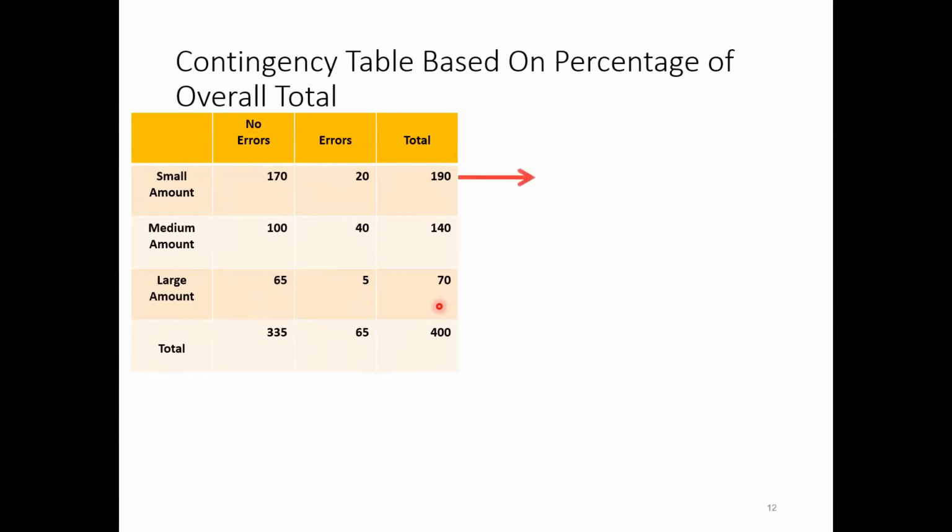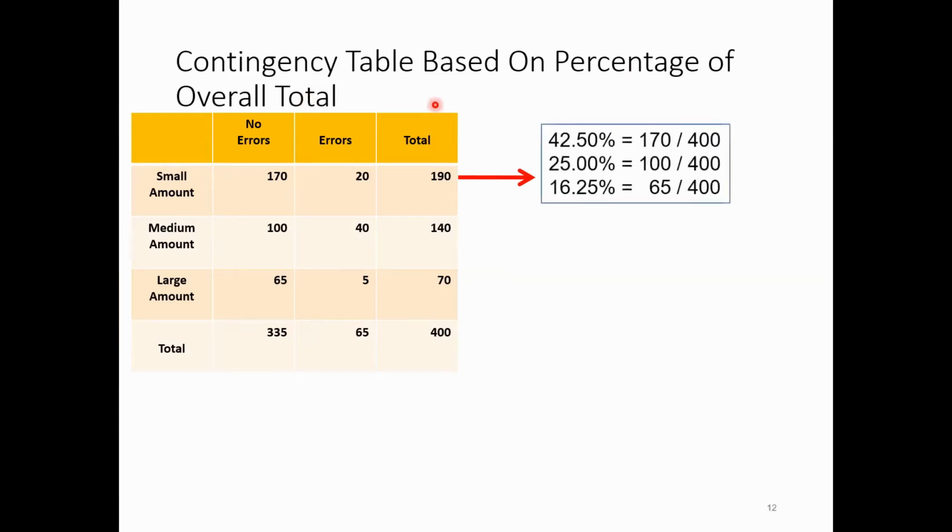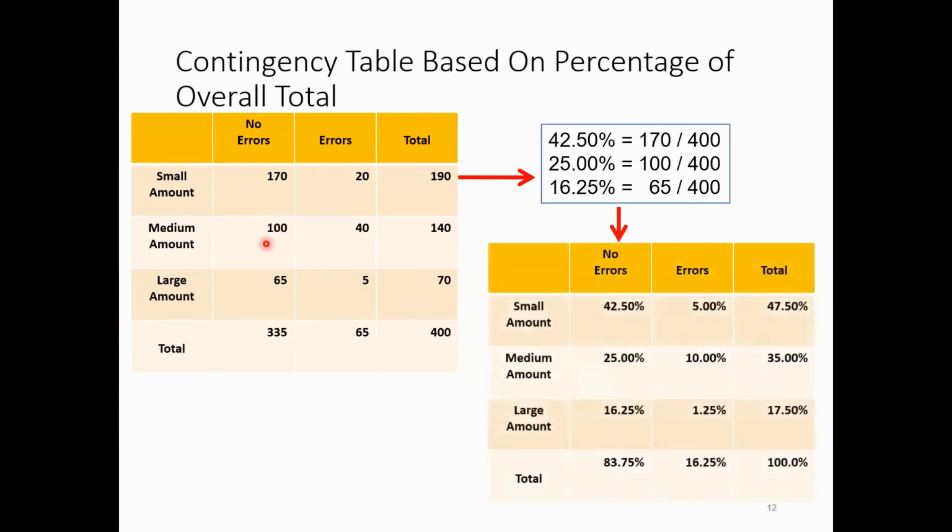Right. Now let's calculate the percentage of overall totals. What do I mean by this? So 170 divided by 400 gives me 42.5%. What does that mean? So 42.5% of the invoices are small amount invoices which have no errors. 25%, where do I get the 25% from? 100 divided by 400. 25% of the invoices are medium amount invoices which have no errors. So likewise, you can develop percentages of the overall total like this.